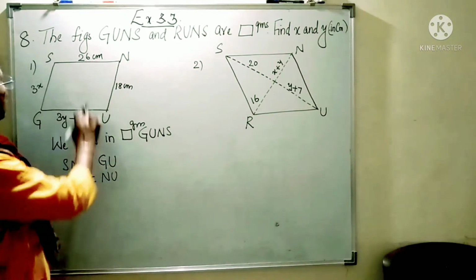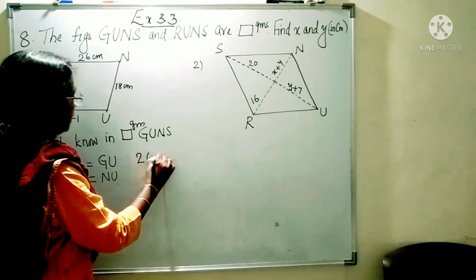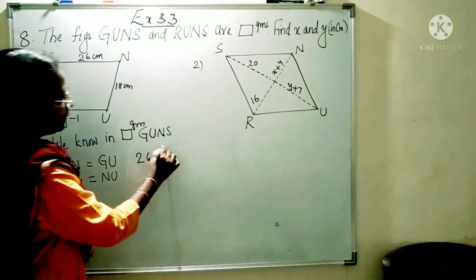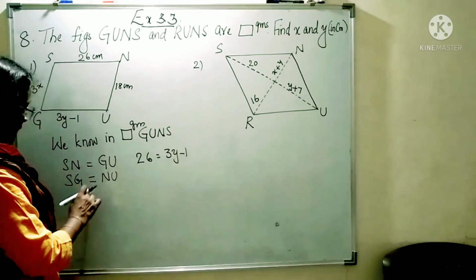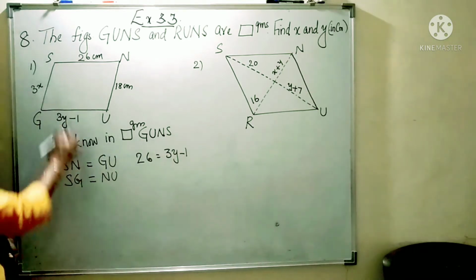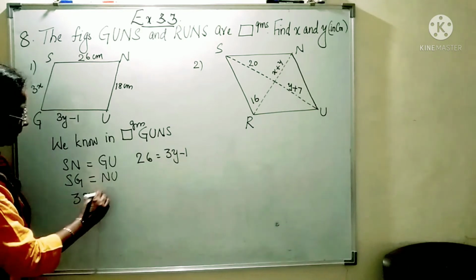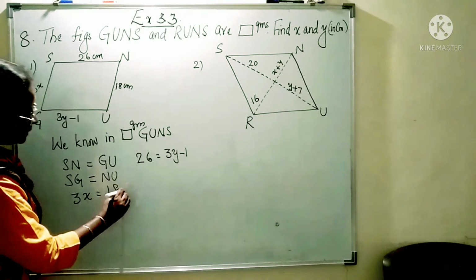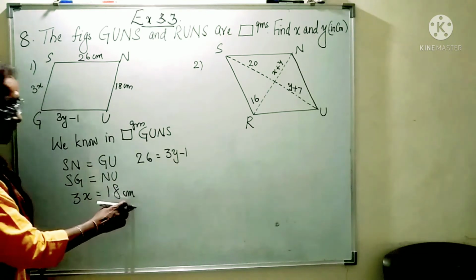That is SN, which is 26, is equal to 3y minus 1. And here we have SG, which is 3x. 3x is equal to 18. These are all in centimeters. So 3x is equal to 18 centimeters.